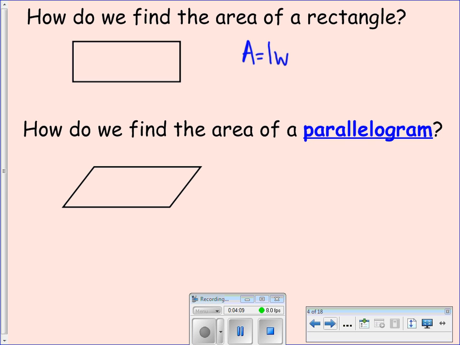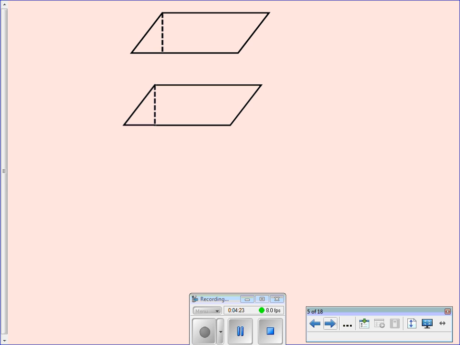We can use length times width because here's our length, and that would work, but our width here is actually going to be too long, and I'm going to show you why. Let's take a look at this parallelogram. I'm going to use this dotted line and cut off that triangle at the end. I'm going to take that triangle at the end and bring it over here. And voila, what did I make? It's a rectangle. So I have my length, and here is my width. Are we okay with that?